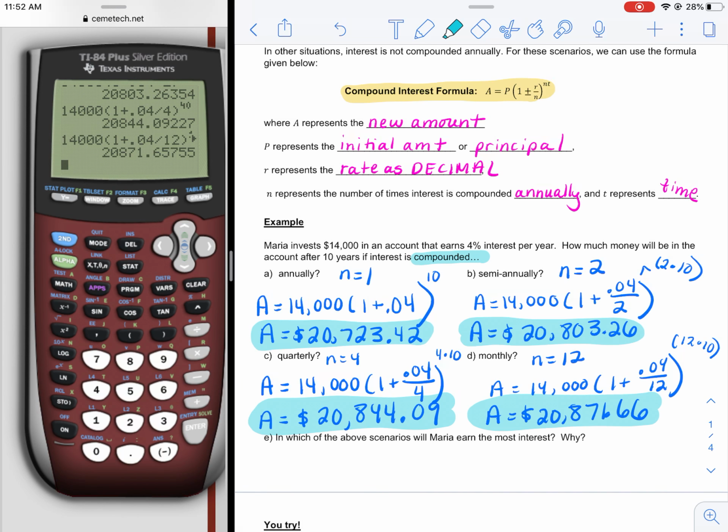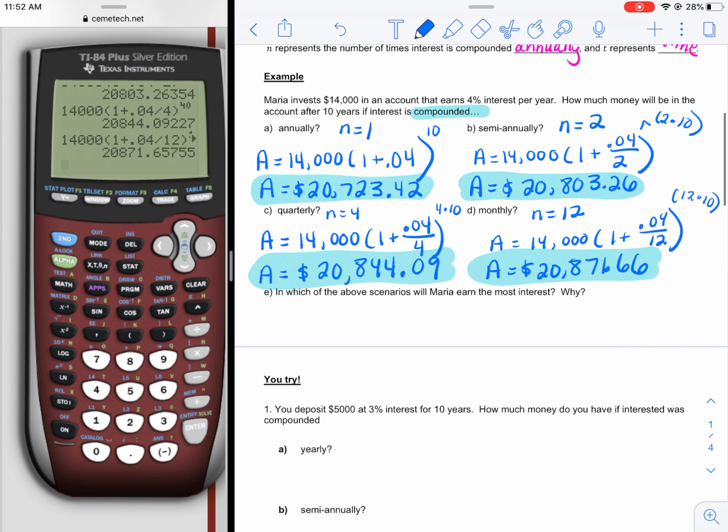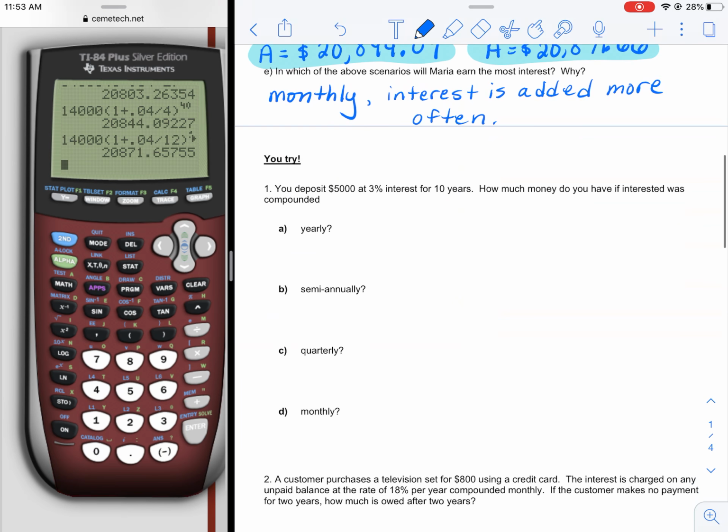Okay, so notice the last question. In which of the above scenarios will Maria make the most interest and why? Okay, so notice she makes the most interest when it's compounded monthly. Okay, and that's because interest is added more often. So if you have an investment, when interest is added to an investment, you're actually making money. So now the bank is borrowing your money. So the more often that it is compounded, the more money that you're going to make.